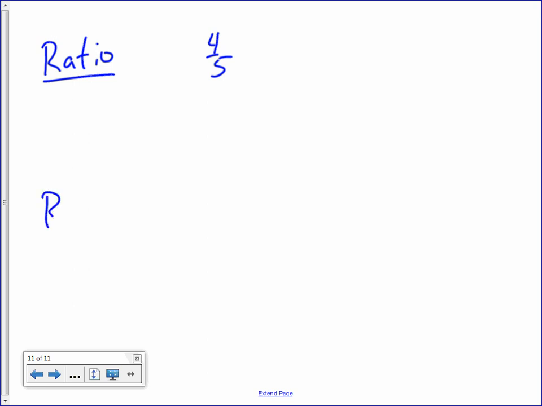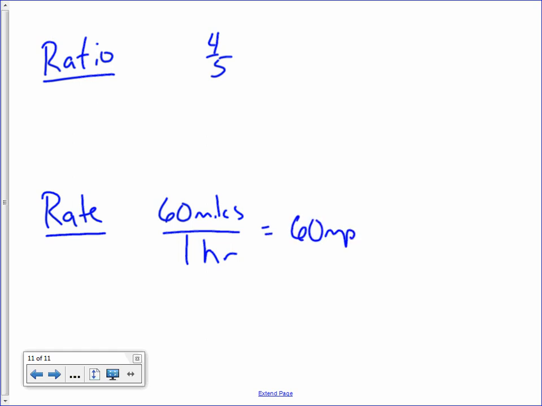The other thing we're going to talk about is a rate. A rate is a comparison of two things where we have different units. So we could talk about 60 miles for 1 hour. That would be an example of a rate. So you may see that written as 60 miles per hour. That is an example of a rate.